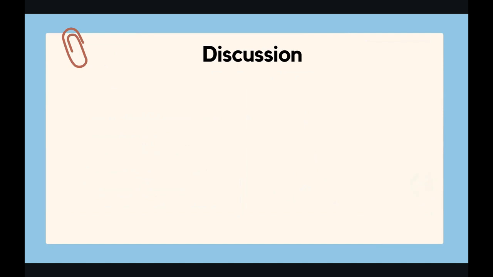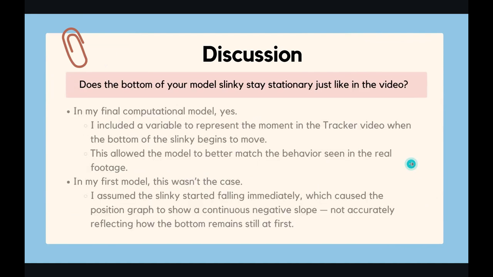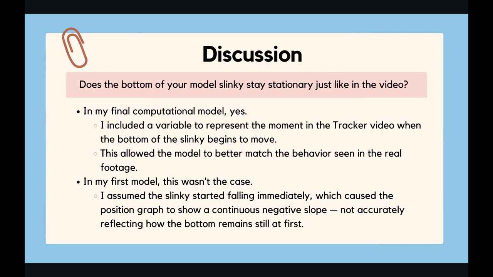So now to reflect on the overall experience, we can answer these questions. Does the bottom of the slinky of your model stay stationary just like in the video? So in my final computational model, yes, but this is because I included a variable to represent a moment in the tracker video when the bottom of the slinky begins to move. This allowed the model to be a better match for the behavior seen in the real footage. In my first model, this wasn't the case. I assumed that the slinky started falling immediately, which caused the position graph to show a continuous negative slope, which does not accurately reflect how the bottom remains still at first.